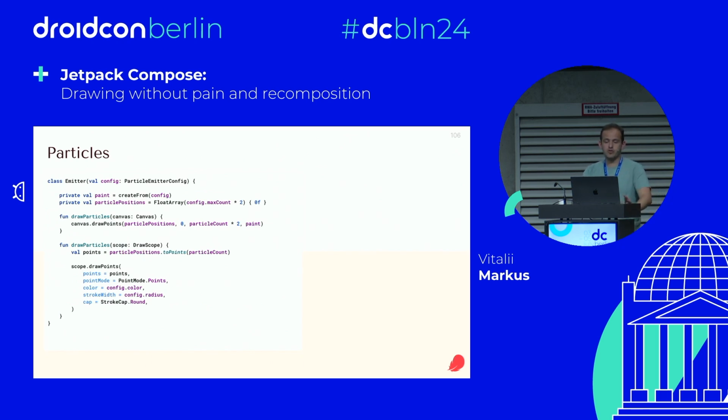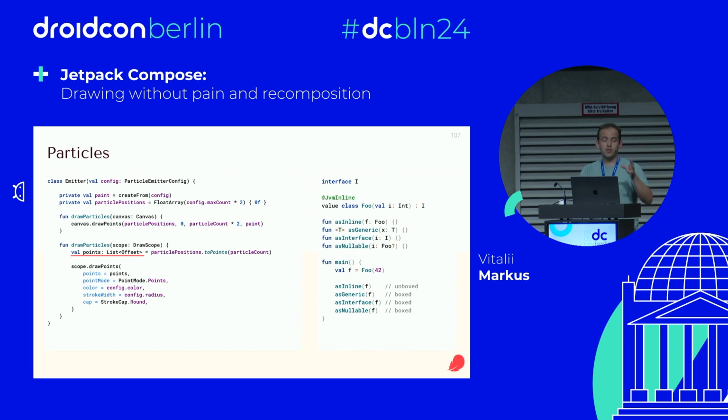If we check the source code of the draw points function, we can notice that the points argument is a list of Offset. That's why the extension method toPoints returns a list of Offset, which is delegated to the draw points function. And as we know, any primitive or value classes, when they are passed to a method as a generic type, and List of T is definitely a generic type, will be boxed. So for us, it means that on every animation frame, we create a new list with all new offsets and pass it to the draw points method. That's why we have a lot of allocations of the Offset object.